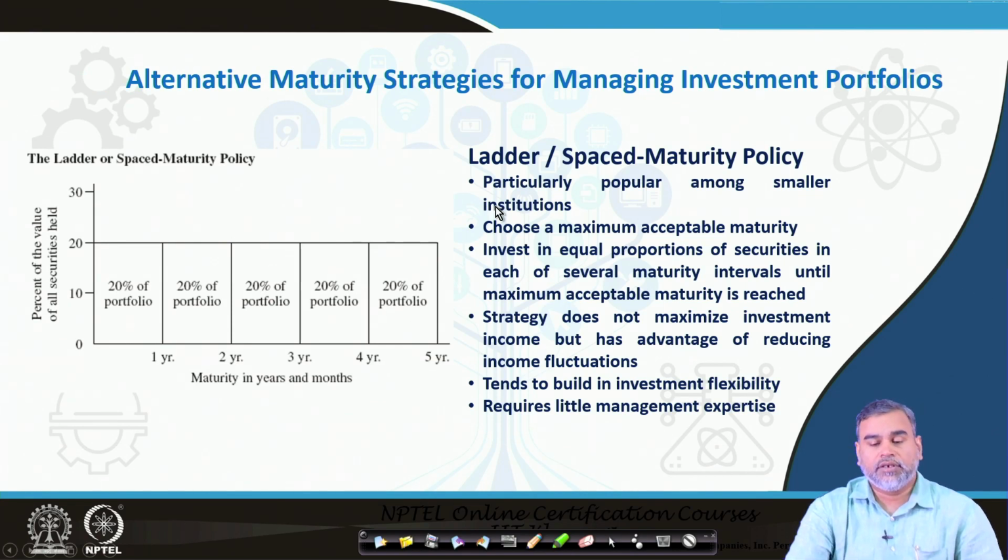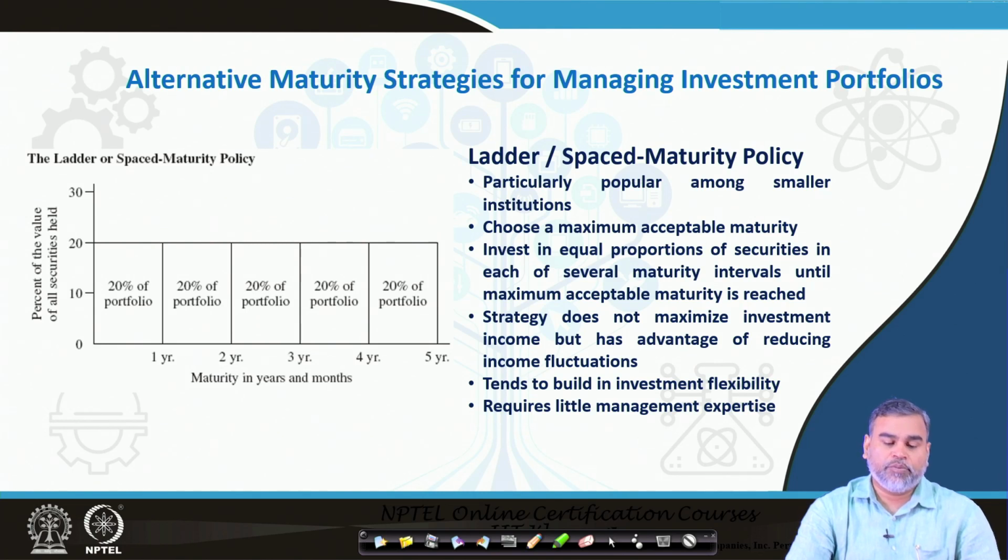Other than that, there are many strategies which are based upon different types of maturity. One is basically bond laddering, or the spaced maturity policy. So, what is the bond laddering and spaced maturity strategy? Bond laddering is one of the popular strategies in terms of fixed income securities, particularly used in the bond market. That is also used by the commercial banks.